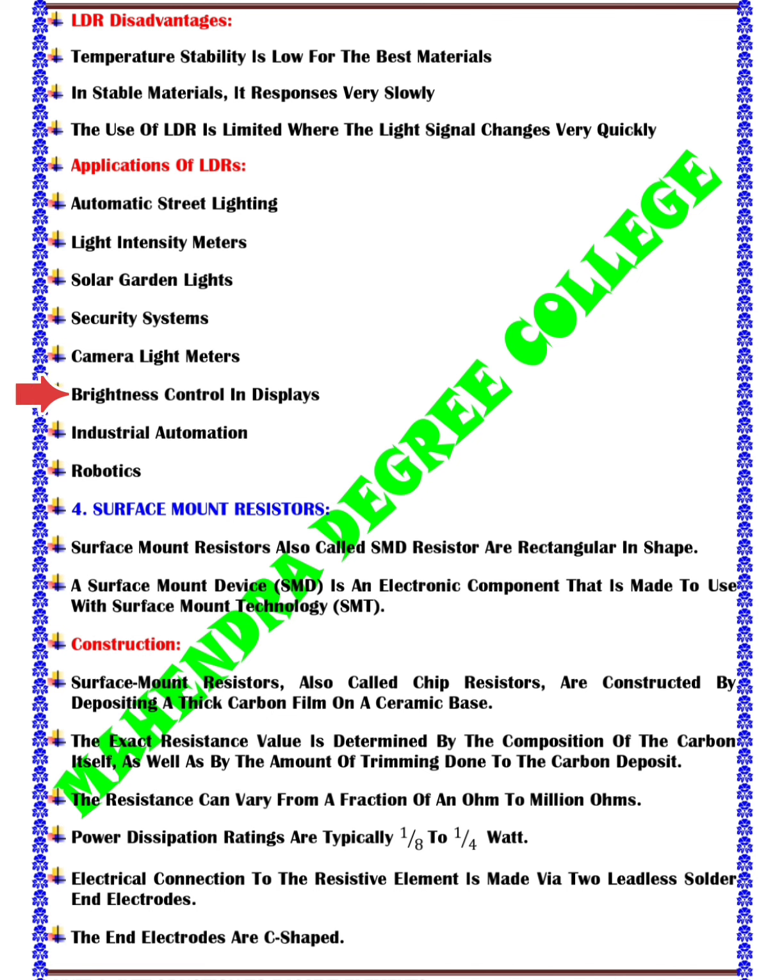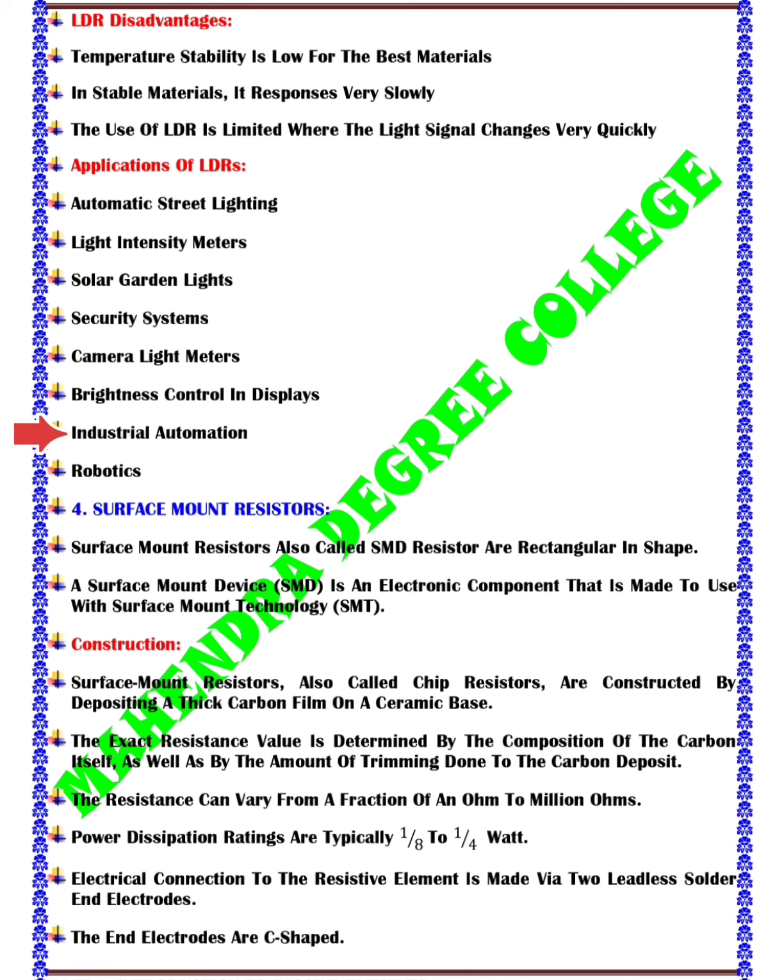Sixth one, brightness control in displays. It means automatically adjusts screen brightness on devices like phones or TVs based on surrounding light conditions.